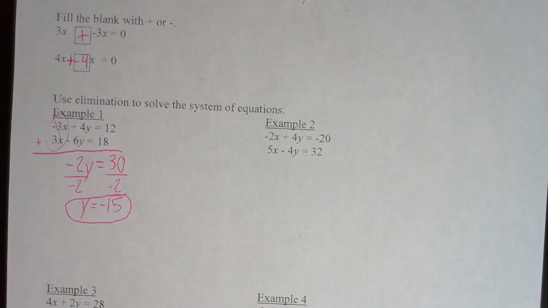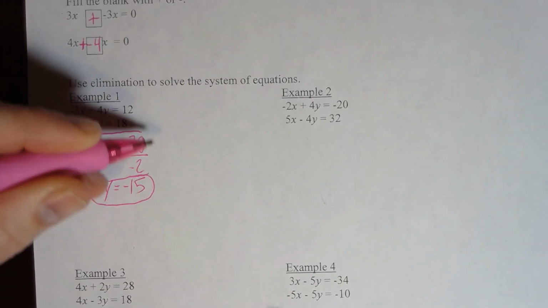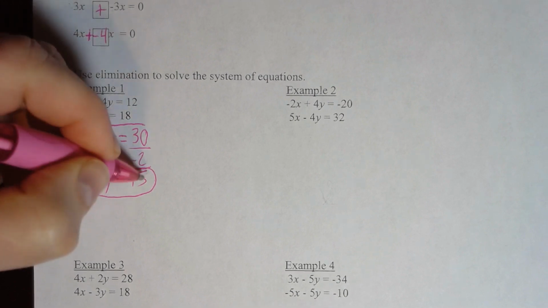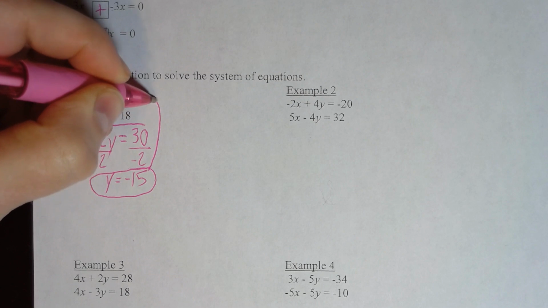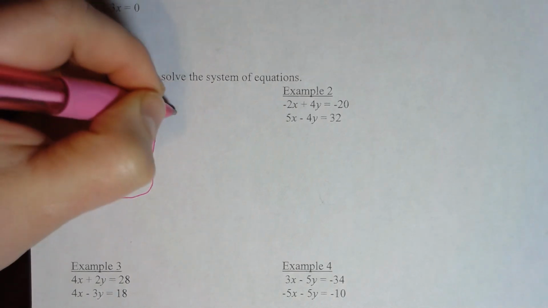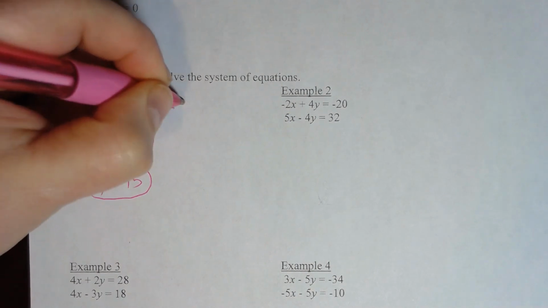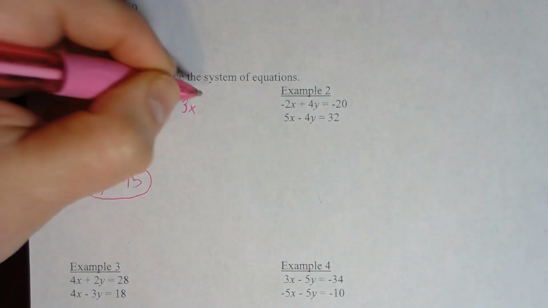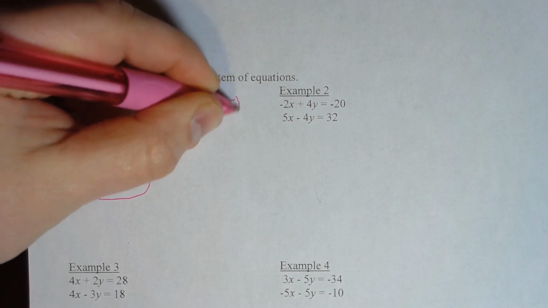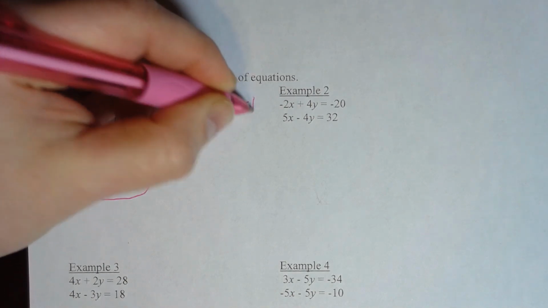Now we can't stop there, right? We need to take this and plug it into one of our original equations and figure out what our x is. So it does not matter which equation you pick. I usually just plug it into the first equation, and I get negative 3x plus 4 times negative 15 equals 12.